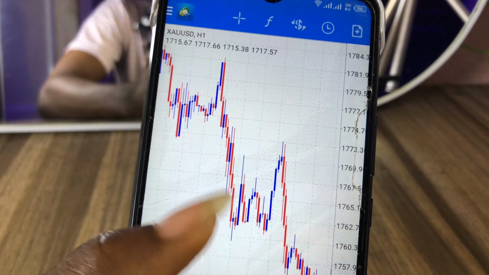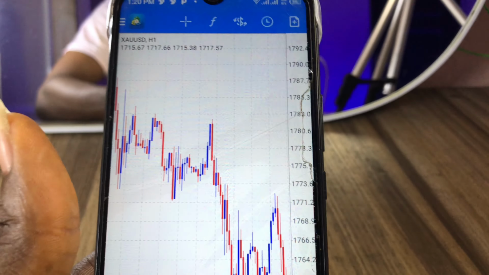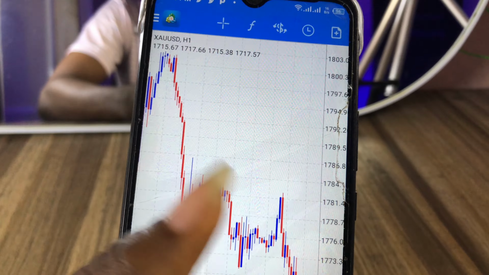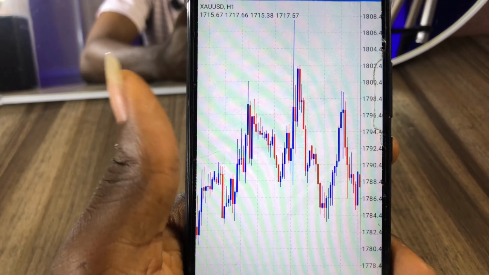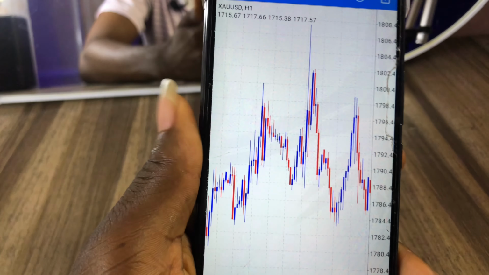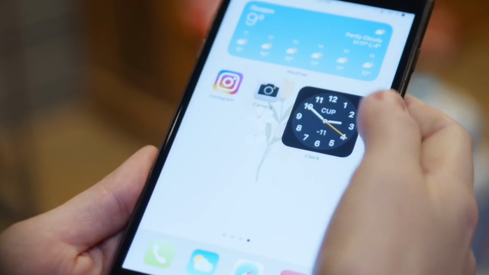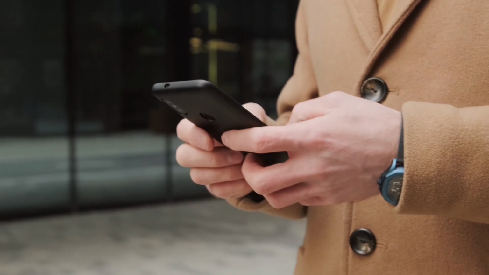Okay, so in this video I'm going to show you guys a simple but yet effective strategy that you can easily apply on your phone. Now some of these things you actually need TradingView for, so if you don't have TradingView you can easily go to the Play Store or the App Store, type in TradingView and download it.